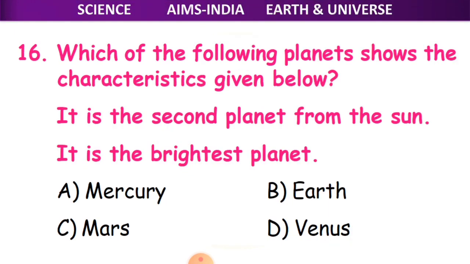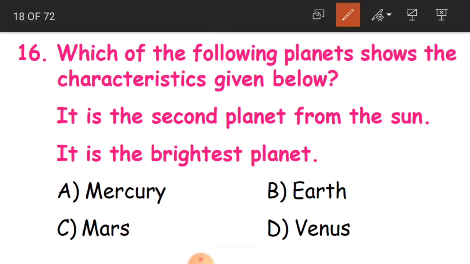Now, the 16th one. Which of the following planets shows the characteristics given below? Here it is. It is the second planet from the sun. It is the brightest planet. So which of the following planets is going to have these characteristics, that we have to identify. Okay, so it must be the second planet and it is the brightest planet. Is it Mercury, Earth, Mars or Venus? And the answer is Venus.